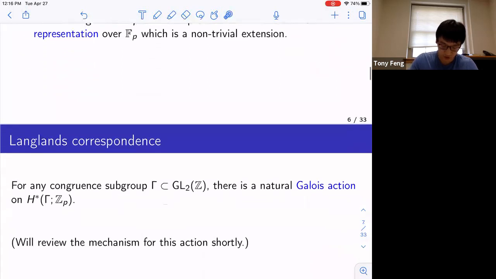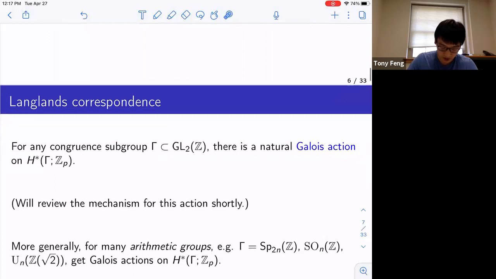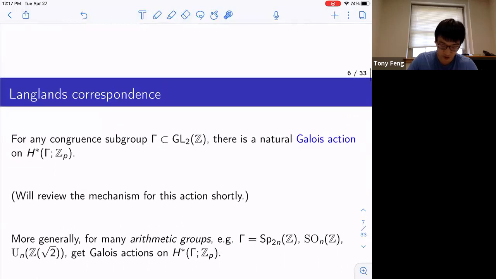And I'll review shortly why this Galois action exists. But I just wanted to say it's true in a lot more generality that when you have arithmetic groups, for example Gamma equals Sp_2n(Z), which is the most important example for this talk, but also if you put in an orthogonal group, or a unitary group, and you could even allow rings of integers in a number field, you would still get Galois actions on group cohomology.